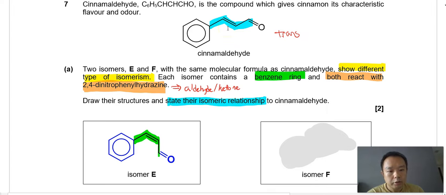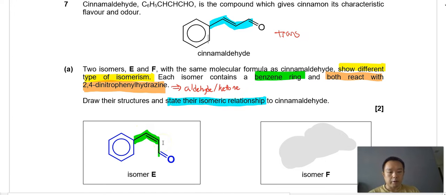Recall there are only three types of isomerism that you have learned. Number one, constitutional, which means you have the same molecular formula but different structural formula, so you have different types of bonding. The second one is cis-trans isomerism. It typically occurs with a C=C double bond, because a C=C double bond has restricted rotation, and you must have two different substituents on each carbon of the C=C double bond. That's for cis-trans isomerism.